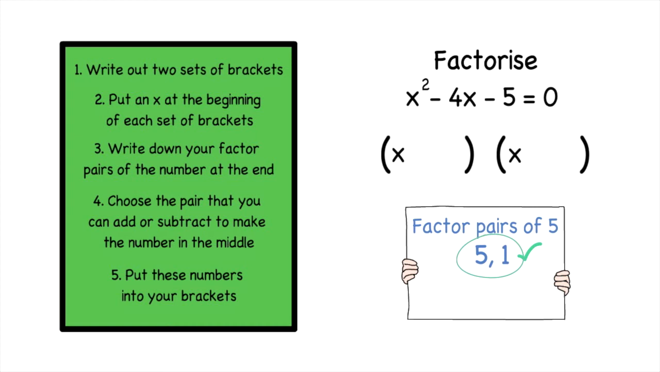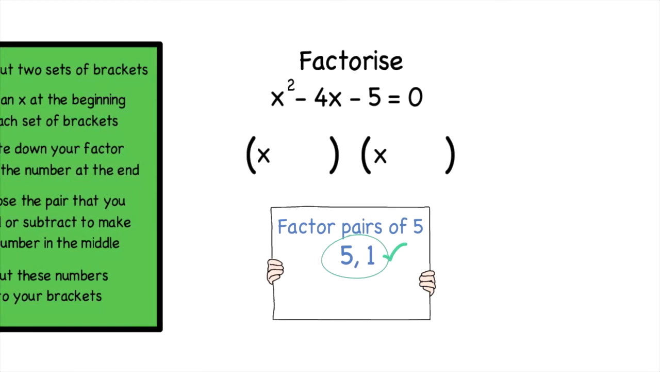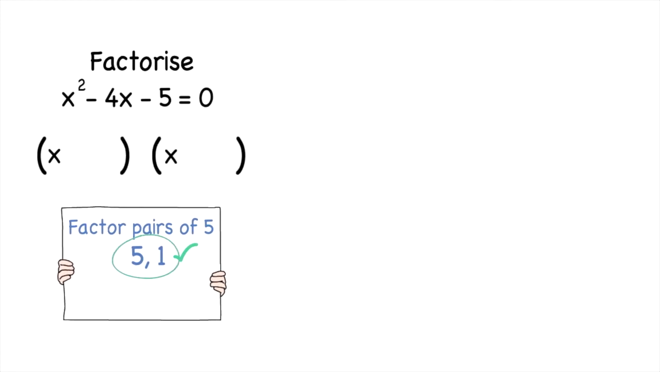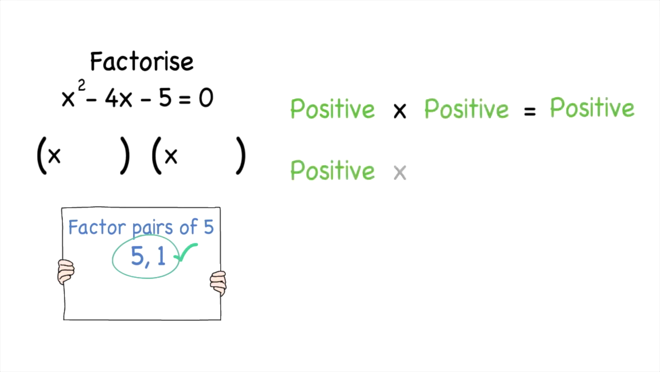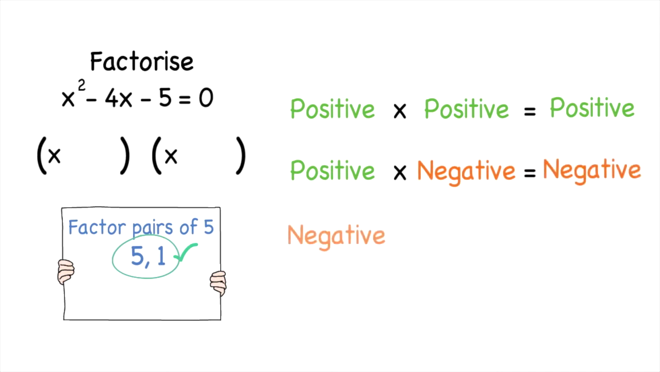If I just added them into the brackets like before, a plus 5 and a plus 1 would make a plus 6, not a minus 4, and these two things wouldn't times together to make a minus 5 either. I have to think about the fact that I want to get a minus 5 when I times these two numbers together. Remember that if I times a positive with a positive, I'll get a positive. If I times a positive with a negative, I'll get a negative. But if I times a negative with another negative, then I'll get a positive again.